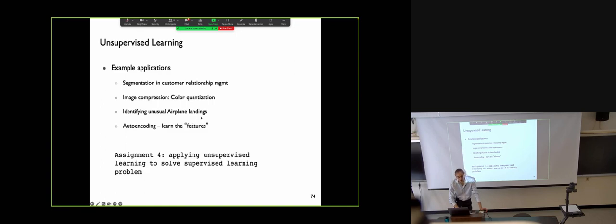Identifying unusual airplane landings. For example, some airplanes could be landing at an unusual time. We want to find out why. This is a form of what people call anomaly detection. You have a data set and you try to find the anomalies, the outliers in a data set. These are the normal data points, and there are a few outliers. Identify which ones they are. We'll do that in assignment 4. So we'll do unsupervised learning in assignment 4.